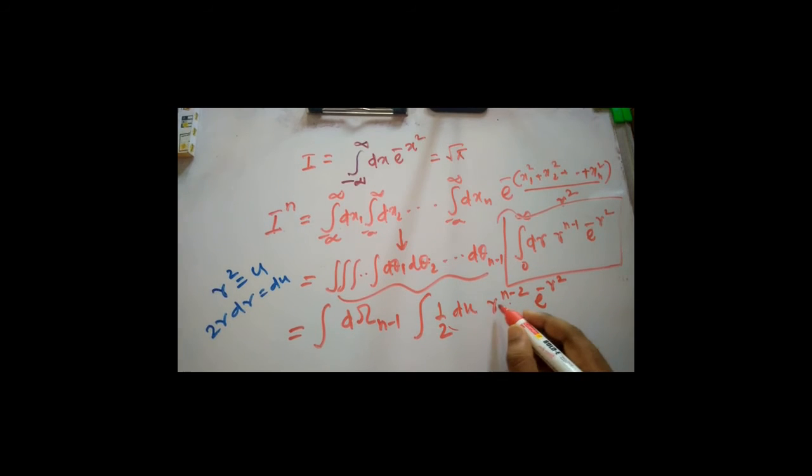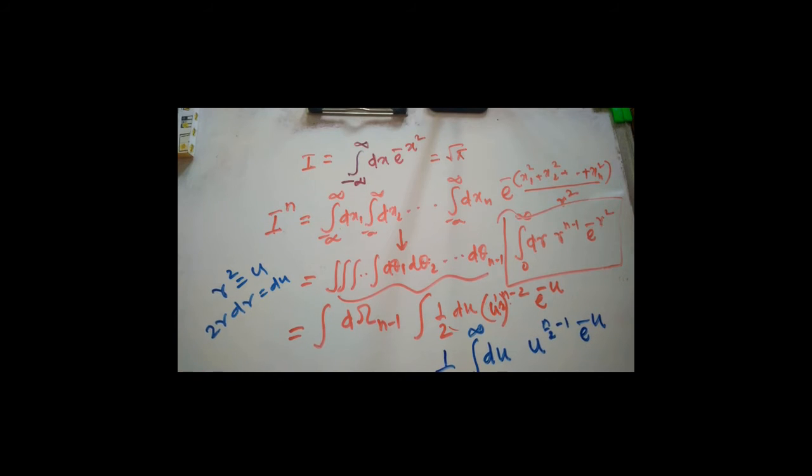So now we replace this r with u. If you replace this, it will be u to the power half, right? U to the power half, and here it is e to the power minus u. Okay, let me write it here. Then what is it? This is half du u to the power n minus 2 minus 1, e to the power minus u, from 0 to infinity.